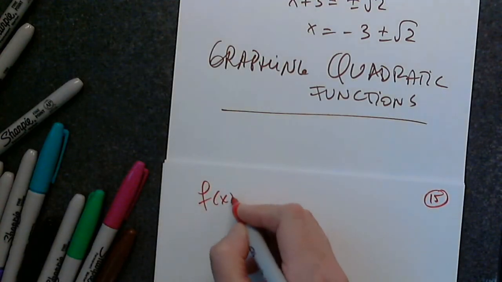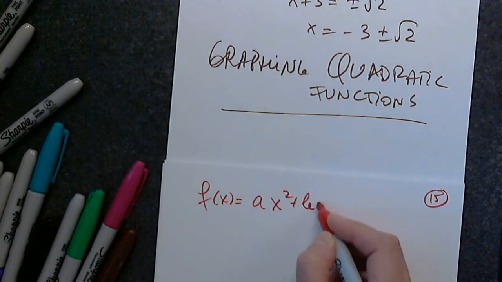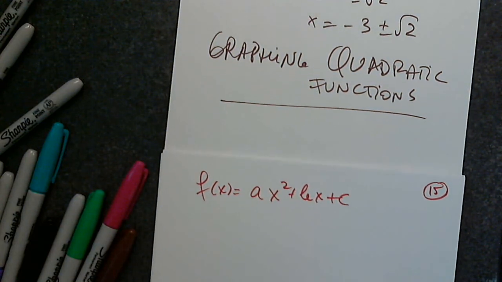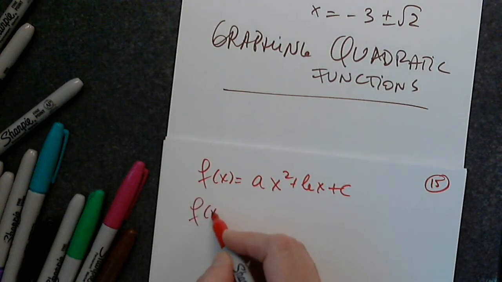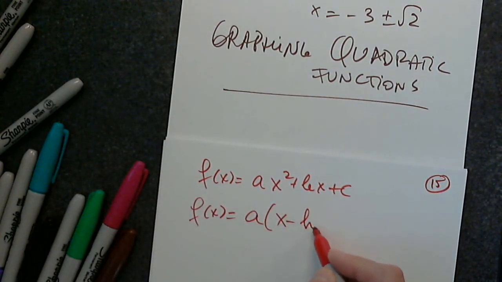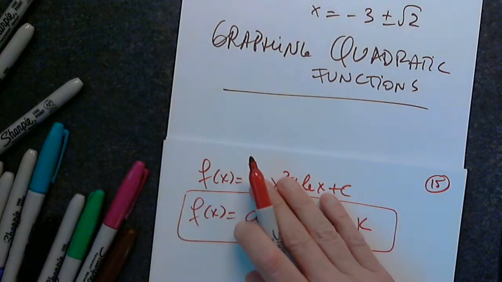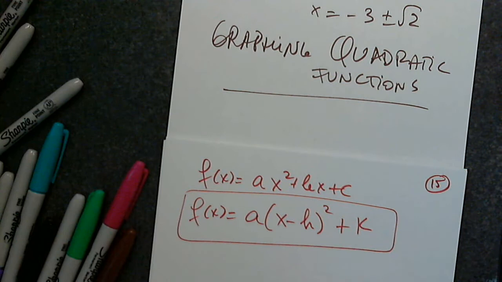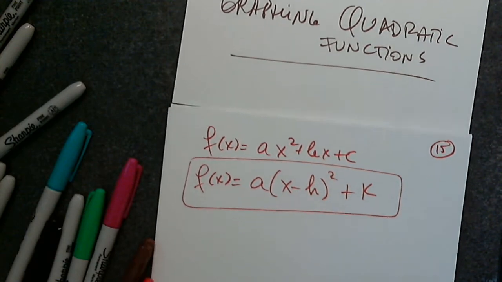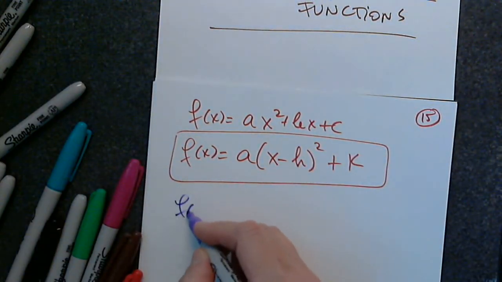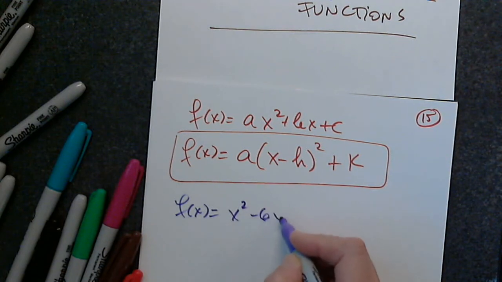We can be given the quadratic function as ax squared plus bx plus c. This is one option. And here's the second option, the second form, a(x minus h) squared plus k. We're going to talk about this after we talk about the first one. The second one uses transformations. So we've seen the second one, but I want to start with the first one. So here's an example. I'll make one up. So let's say f of x equals x squared minus 6x plus 8.